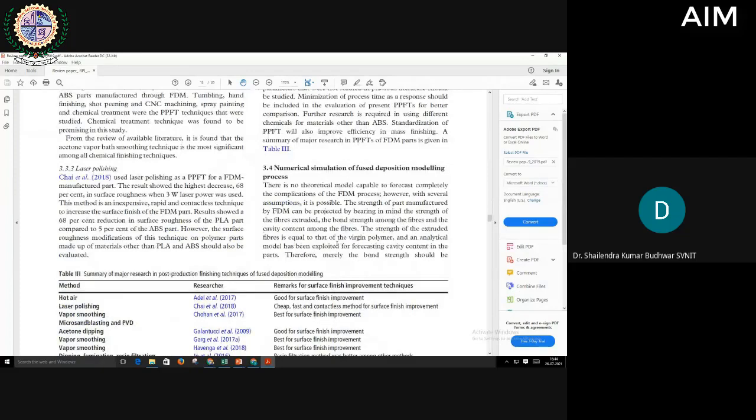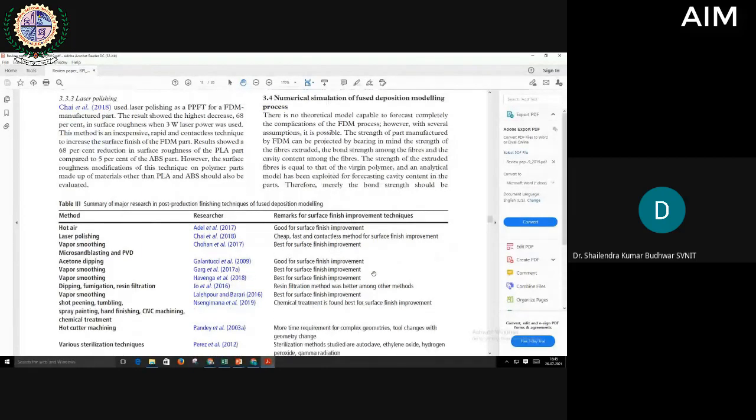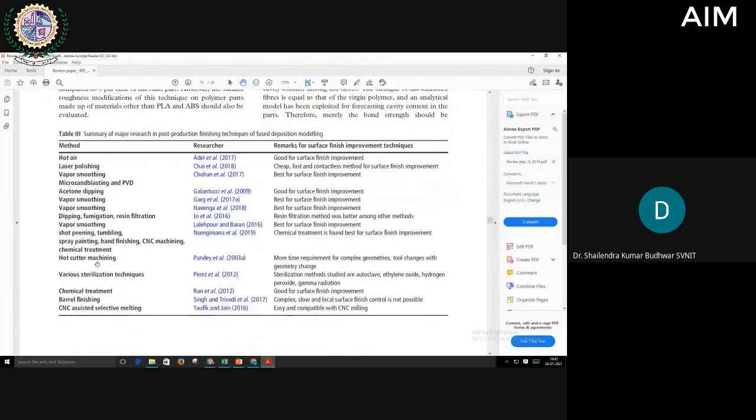Then numerical simulation of the fused deposition modeling process. Then post-production finishing techniques. You know that in some cases, based on the application of the final printed part, some post-production finishing techniques may be required. So these are the techniques researched by various researchers, like hot air, laser polishing, vapor smoothing, micro sand blasting, PVD, acetone dipping. All these techniques are researched by these researchers, and these are their remarks.